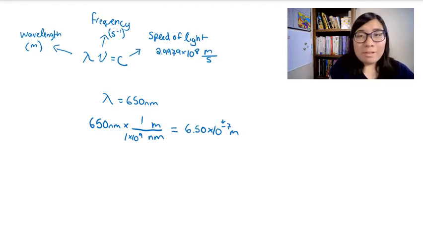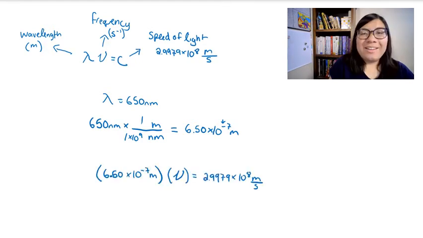Okay, now that we have lambda in meters, we can go ahead and solve for the frequency of this wavelength. So let's go ahead and put it into our equation. Now that I have it in my equation, what I need to solve for is nu, which is frequency. So I'm going to go ahead and divide both sides by 6.5 times 10 to the negative 7 meters. And let's see what we get.